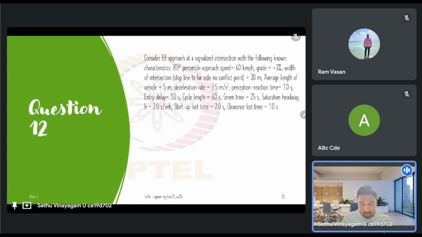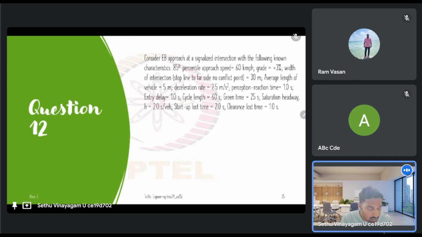Question number 12: consider an eastbound approach at a signalized intersection with the following known characteristics. The 85th percentile approach speed is 60 kilometers per hour. There is an upgrade of plus 3%. The width of the intersection, which is the distance from the stop line to the far side no-conflict point, is 30 meters. The average length of the vehicles is 5 meters. The deceleration rate can be taken as 2.5 meters per second squared. The PRT, perception reaction time, is 1 second. Entry delay is 1 second. Cycle length is 60 seconds. Green time is 25 seconds. Saturation headway is 2 seconds per vehicle. The startup loss time is 2 seconds and the clearance loss time is 1 second.